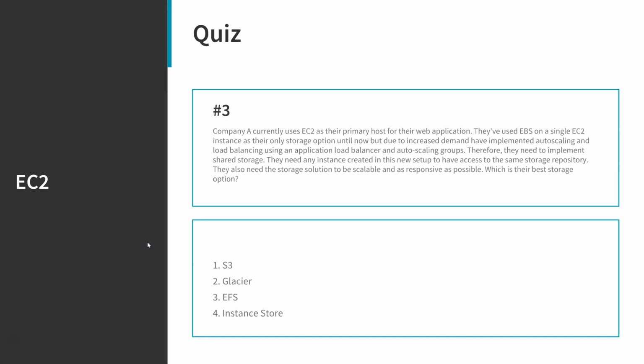Company A currently uses EC2 as their primary host for their web application. They've used EBS on a single EC2 instance as their only storage option until now, but due to increased demand have implemented autoscaling and load balancing using an application load balancer and autoscaling groups. Therefore, they need to implement shared storage. They need any instance created in this new autoscaling setup to have access to the same storage repository. They also need the storage solution to be scalable and as responsive as possible. Which is their best storage option? Is it S3, Glacier, EFS, or Instance Store?